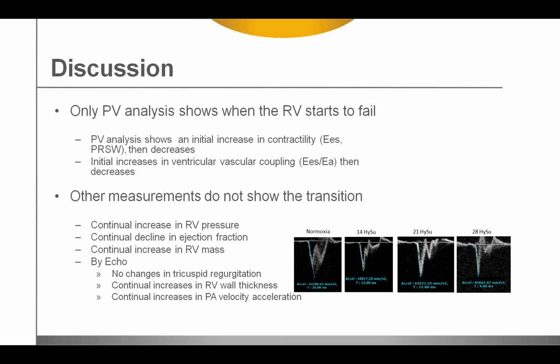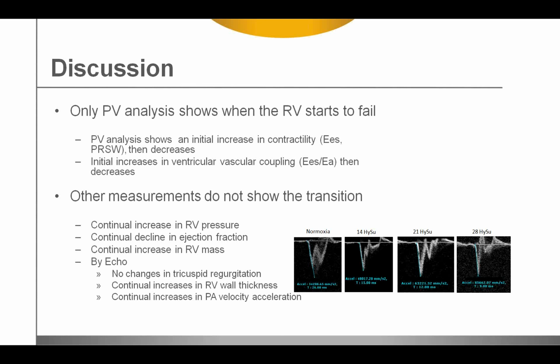So what we see in our hands is only pressure volume analysis shows when the RV is going to start to fail. And again, the PV analysis shows this initial increase in contractility. We see increases in end-systolic elastance and preload recruitable stroke work, and then decreases. And we also see these same initial increases in the ventricular vascular coupling and then decreases.